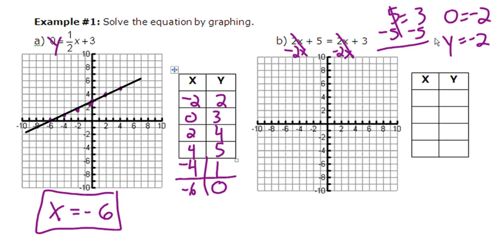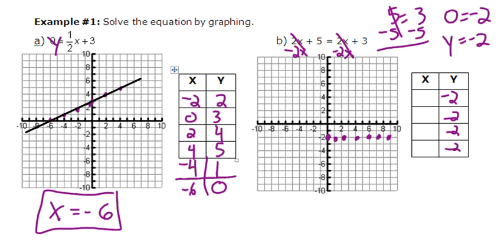Now remember from yesterday, when we only have one variable, it's either a horizontal or a vertical line. Since this is y equals -2, it has to go through -2 on the y-axis, and all of our y values have to be -2. So no matter what I pick for x, the y value is going to equal -2. So that means it forms a horizontal line.